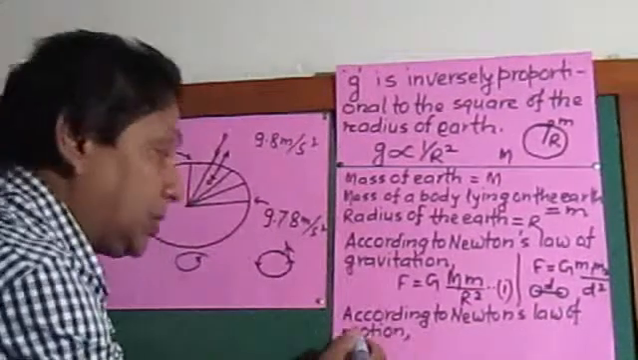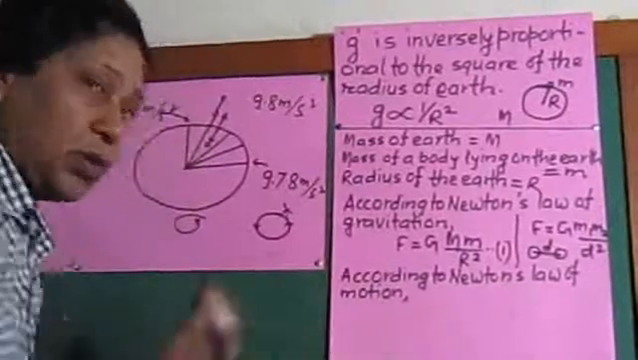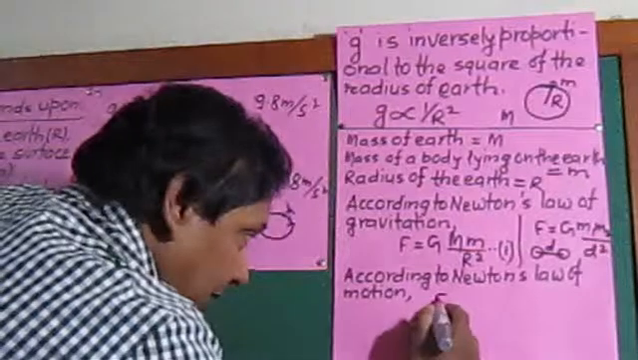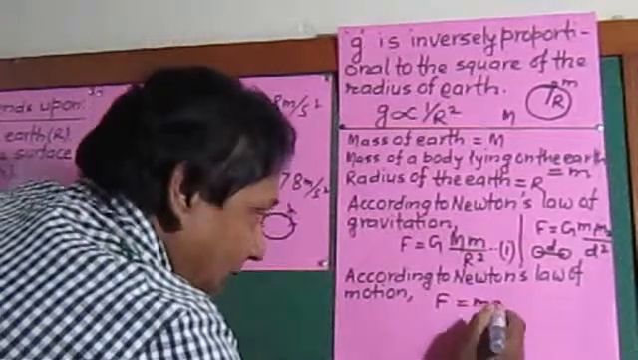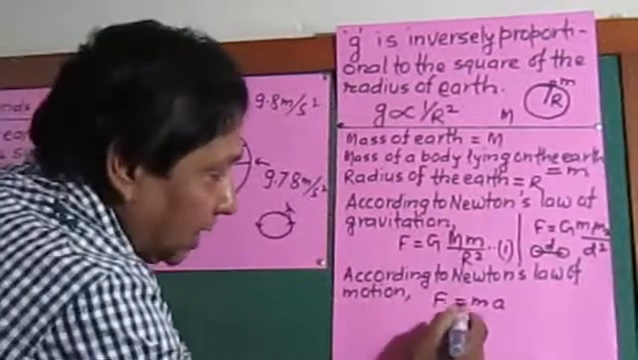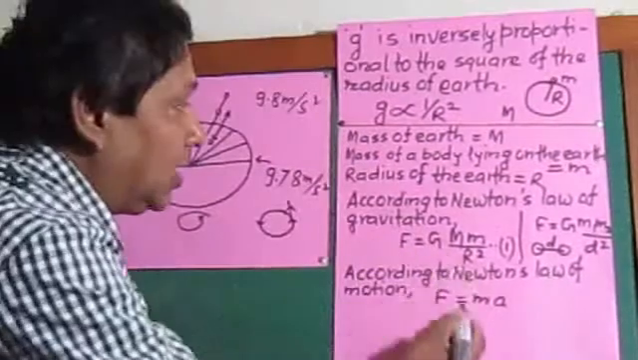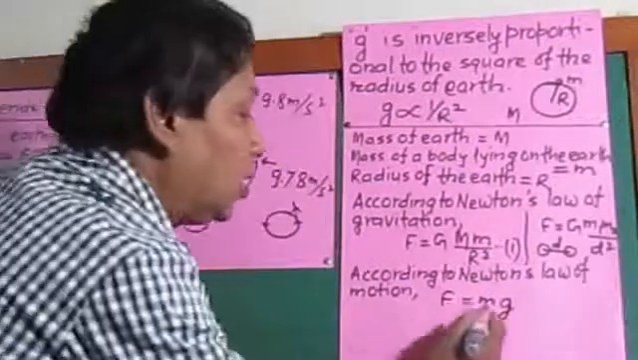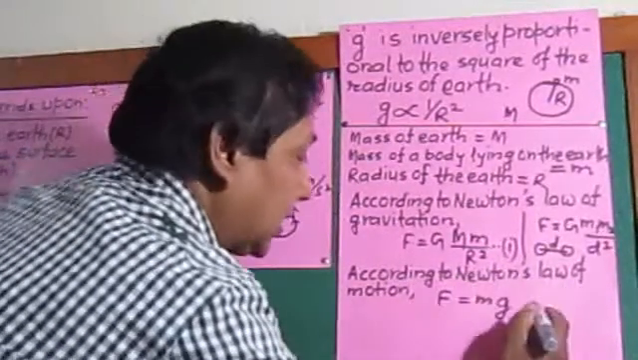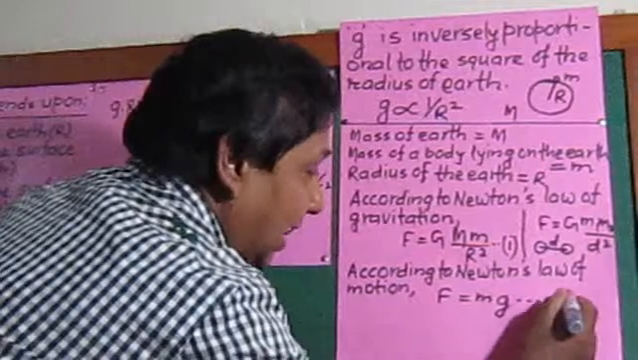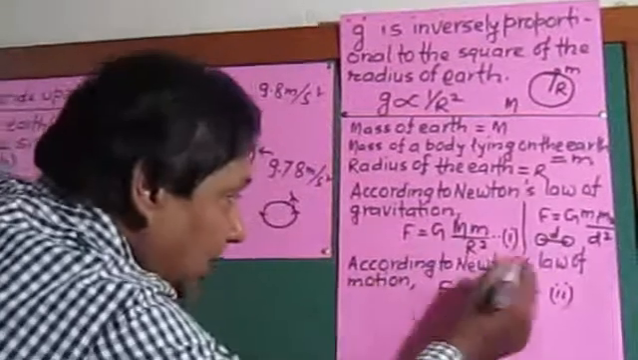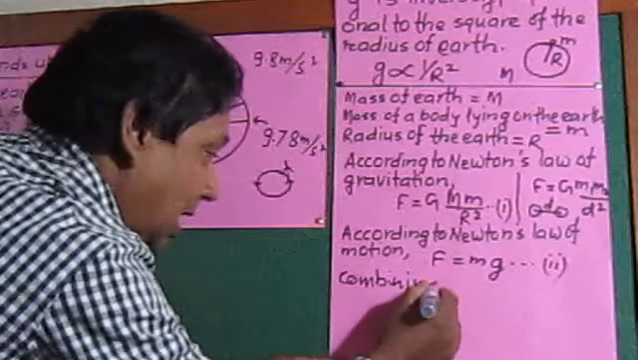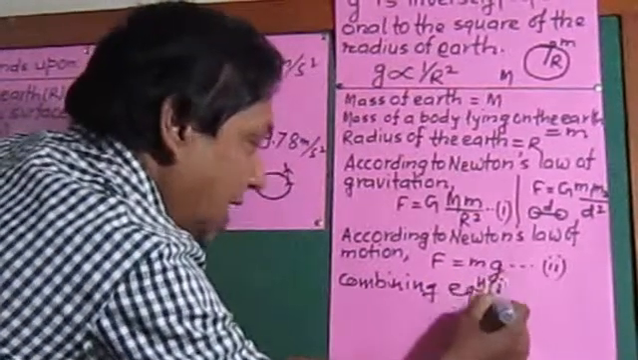Okay, you are taught somewhere about Newton's laws of motion. According to Newton's second law of motion, we know that F equals ma. Force equals mass into acceleration. But here the acceleration is the acceleration due to gravity, that's why I'm writing g. F equals mg. It is given by Newton's second law of motion. It can be recognized as the second equation. Now combining equation 1 and 2.